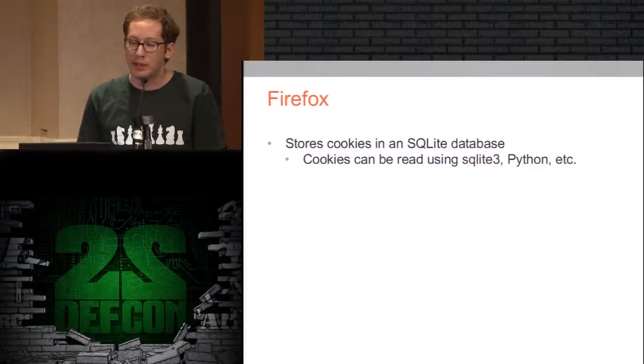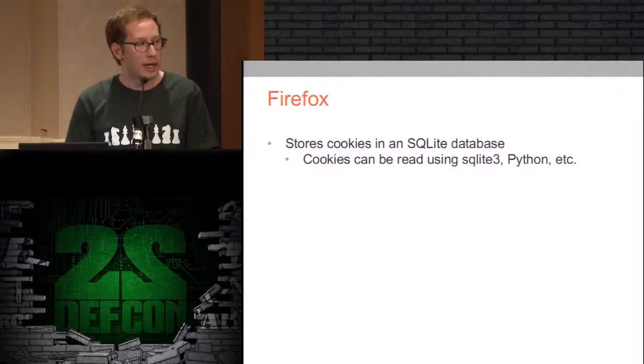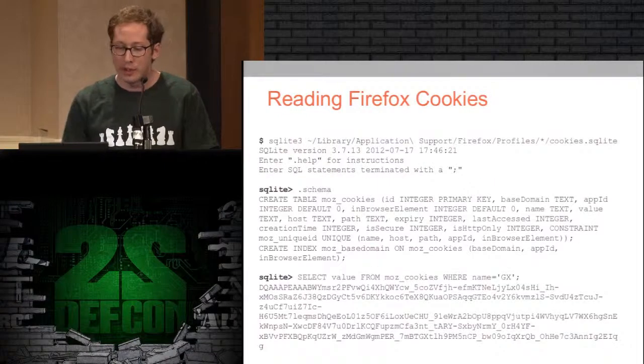Firefox is one of the popular browsers I'm going to talk about. I'm talking about, I think, version 5. It stores cookies in a SQLite database. So that means you can read them using the SQLite 3 command line tool. Python has SQLite support baked in. You can link against SQLite libraries. So here's an example of a SQLite connection. On Mac, we open the database just by passing the path to the SQLite 3 command line tool.